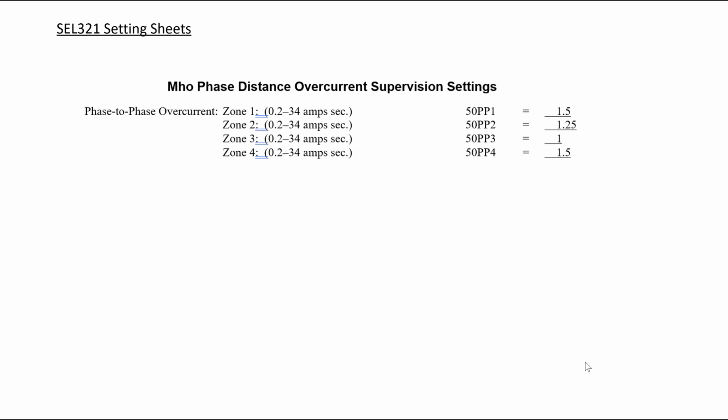So the 321 relay requires what is called overcurrent supervision elements or settings. So in other words, we need to have an instantaneous overcurrent pickup in order for the relay to operate in the correct zone. So there's 4 that are set up. In this case, we have 50, which is instantaneous, zone 1 pickup. In this case, we set it for 1.5 amps. Zone 2 pickup, 1.25. Zone 3 is set for 1 amp. And zone 4 is set for 1.5 amps.